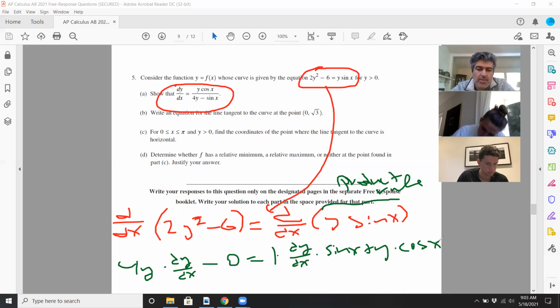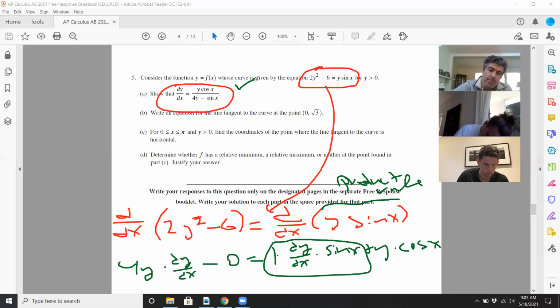Now your job is to isolate dy over dx, which is not hard to do. I can move this portion to the left side, factor out dy over dx, and I should get this answer. If you do it correctly, move the part I have circled in green from the right side to the left side, factor out dy over dx, you get 4y minus sine x, then divide both sides by that expression, and you should be able to prove it. My guess is they'll probably give you 2 points for this one, 1 point for doing the derivative of both sides, and then 1 point for actually getting the process.